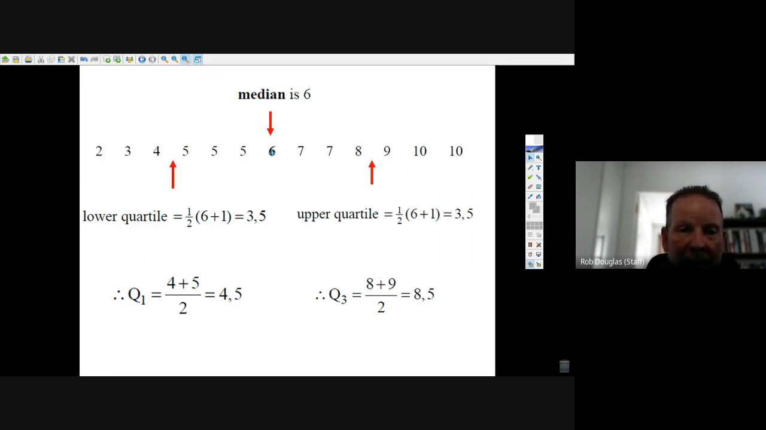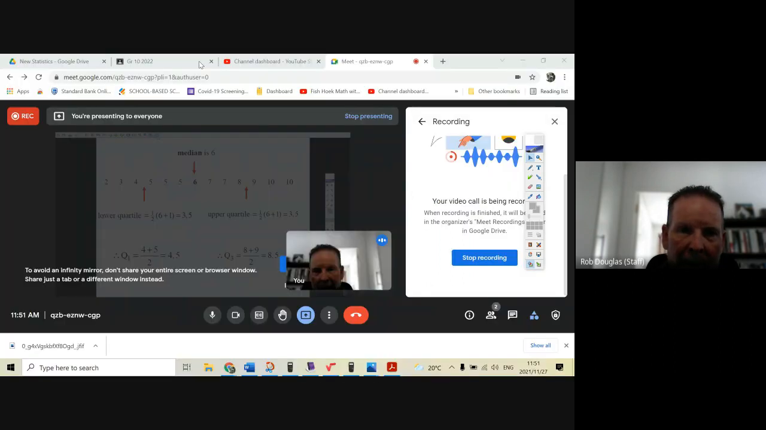Anyways, the median's right in the middle, and the lower quartile, or Q1, is in the middle of the bottom half of the data. And the upper quartile, or Q3, is in the middle of the top half of the data. Remember, you've got to organize it in ascending order, from smallest to biggest, for this to work. Okay.